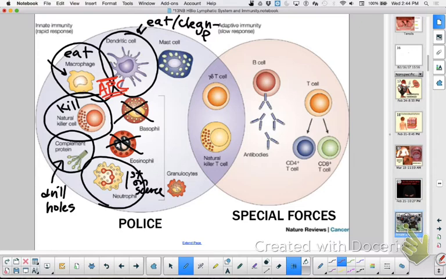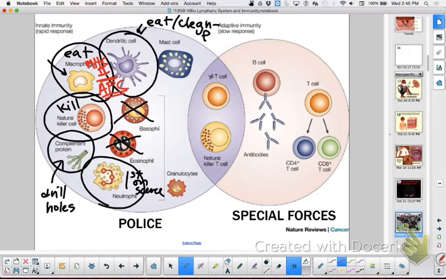These are cells that will eat and display the bad guy. And when they eat and display, they're going to display on MHC what? 2. I will help you. Remember, MHC1 and you're done. You display on an MHC2, that means you ate it, you destroyed it, and you're displaying it. You're saying, here, who can you try to find?